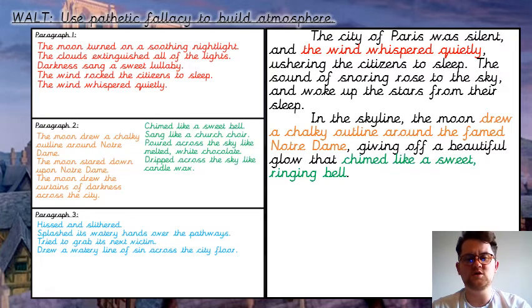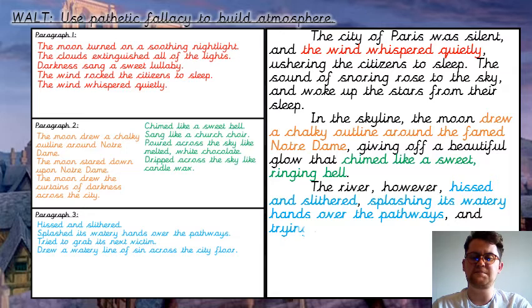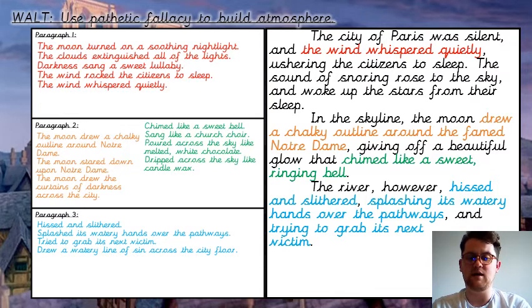Okay, finally we're going to go on to paragraph 3. So, the river, however, hissed and slithered, splashing its watery hands over the pathways, and trying to grab its next victim. So what you can see I've done there is I've put 3 ideas together really, so you need to be careful of where you're using the commas, and the word and. Okay, so now pause my video, take a few minutes to write your paragraph 3.